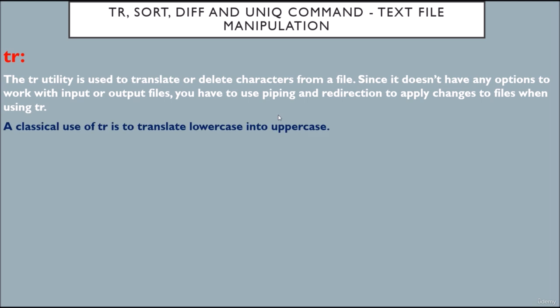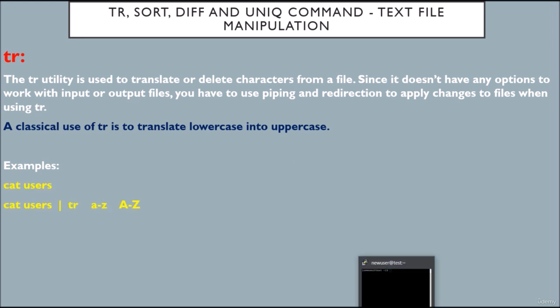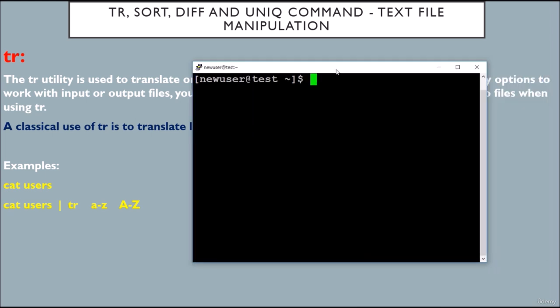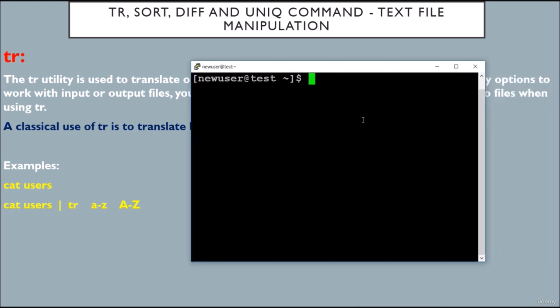A classic use of tr is to translate lowercase into uppercase. Let's look at some of the examples. Let's bring up the terminal and run these examples. So currently I have a couple of files in here. Let's work with the first file called users. Let me cat the file.